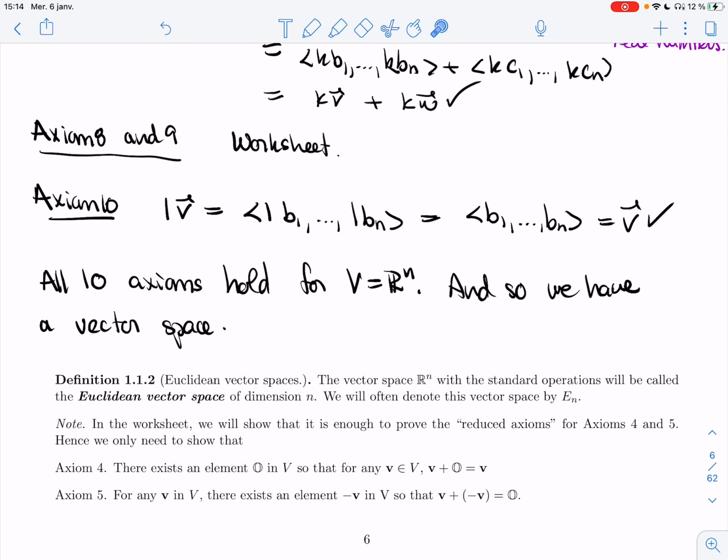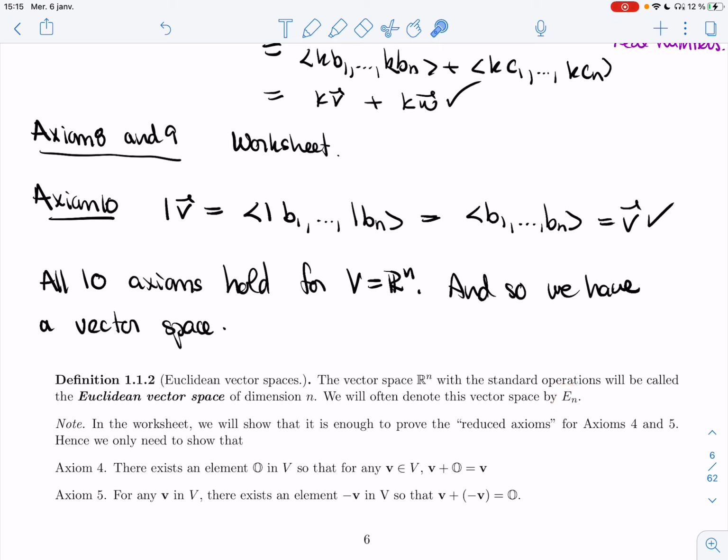Let's give this a name. We're going to call it the Euclidean vector space. So the vector space Rn with the standard operations will be called the Euclidean vector space of dimension n. To make sure that we don't confuse it with just a set Rn, on which we could put other operations. This is one specific set with 2 specific operations. So whenever we mean Rn with these operations, we'll call it En, E for Euclidean.